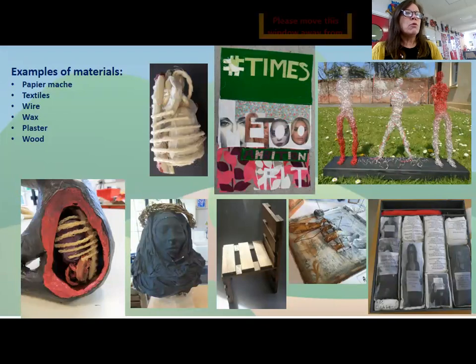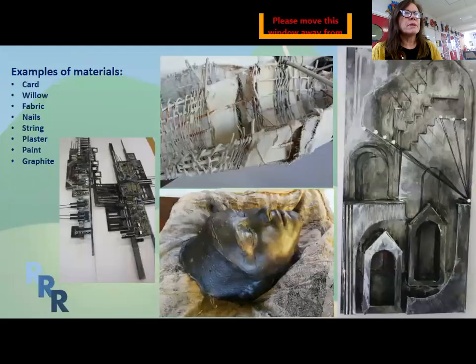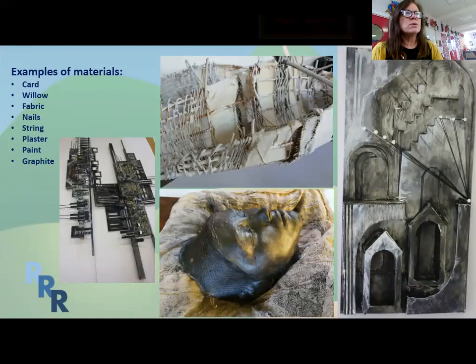Just on the screen, I've got more examples of, some of those may be experimental test pieces and some of those are final pieces, but using again a wide range of materials, papier-mâché, textiles, wire, wax, plaster and wood. And on this slide here, I've got some more examples of these are more finished final outcomes. So these are finished with card, willow, fabric, nails, string, plaster, paint and graphite.